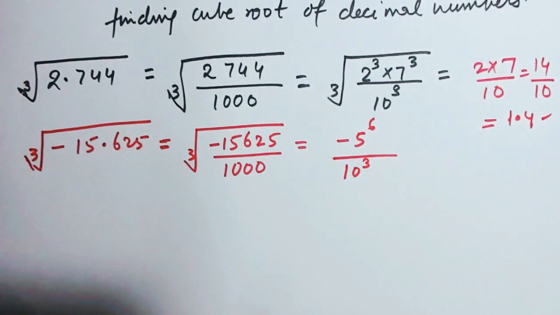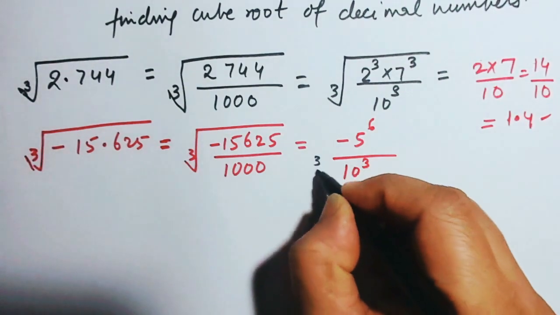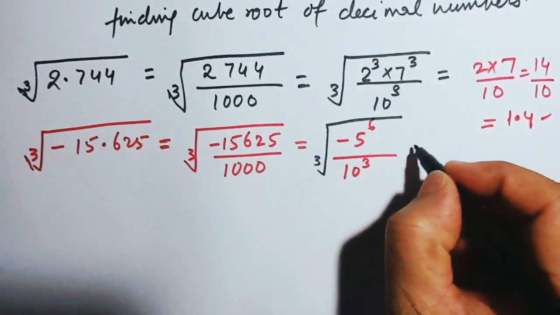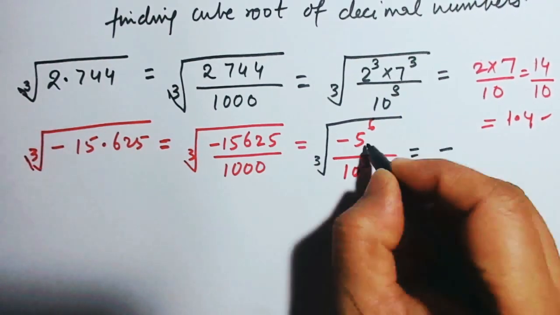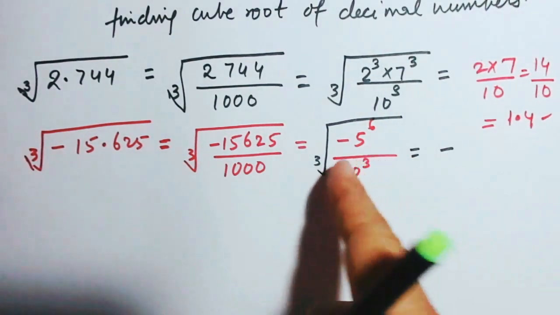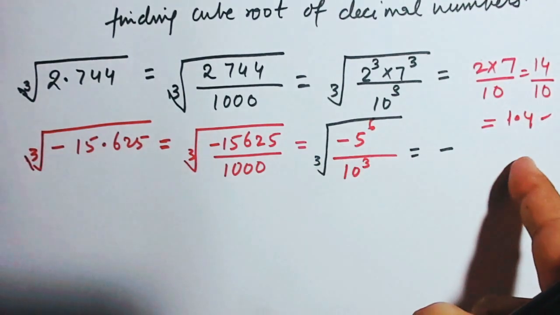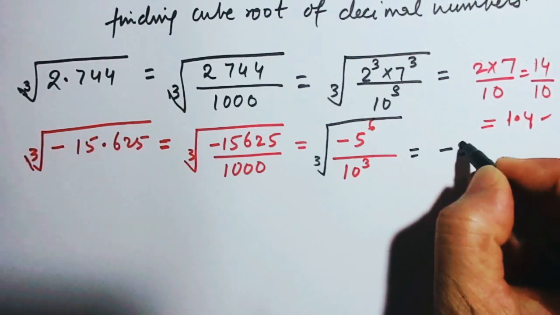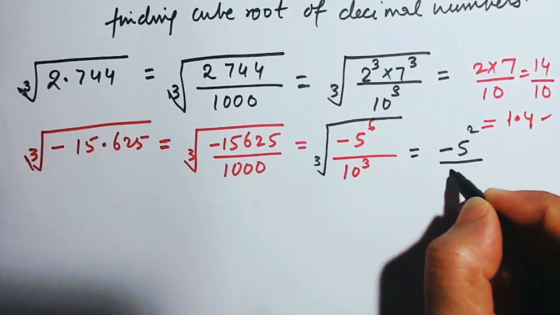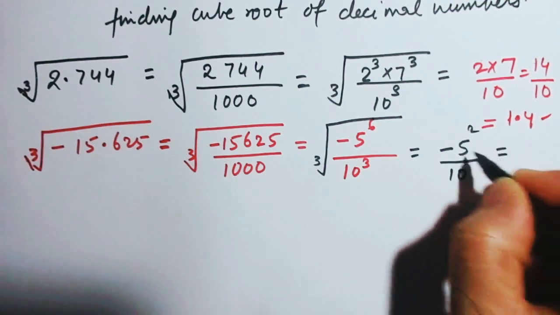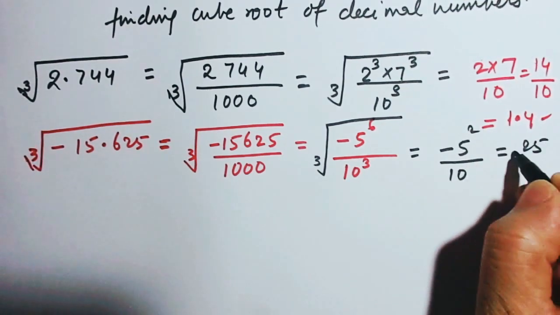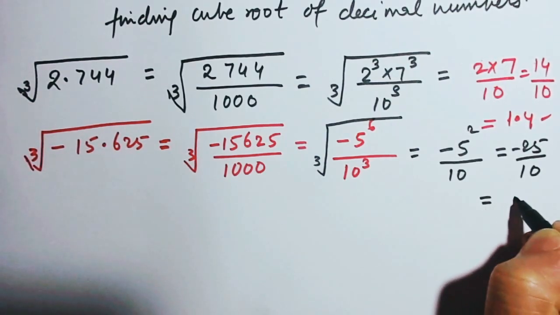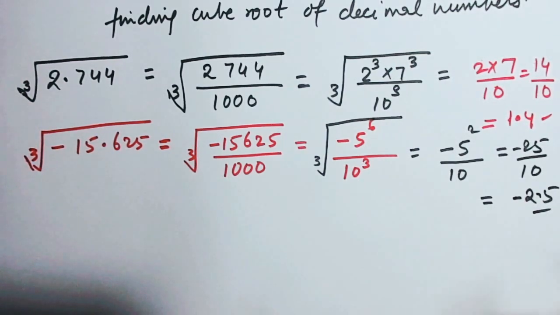And what did I tell you? Right now I told you that when you are finding the cube root, divide each of the powers by 3. So here you will get minus, as I told you, the cube root of a negative number will be negative, so you don't get confused. So minus 5 to the power 2 by 10. Minus 5 square is equal to 25, so minus 25 by 10, and when you convert it into decimal, you will get minus 2.5.